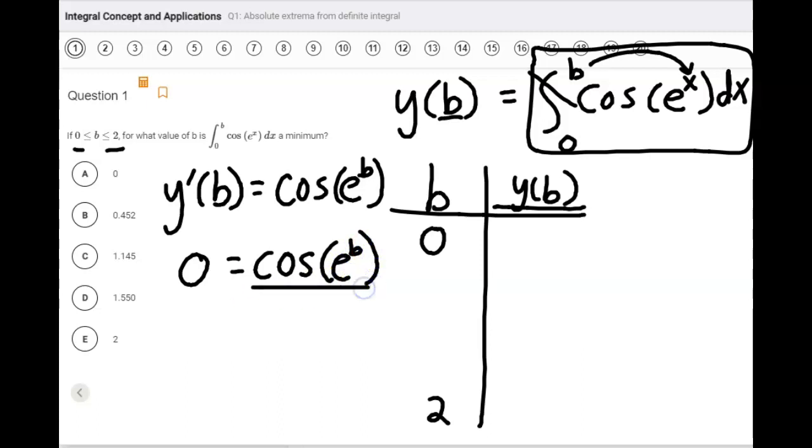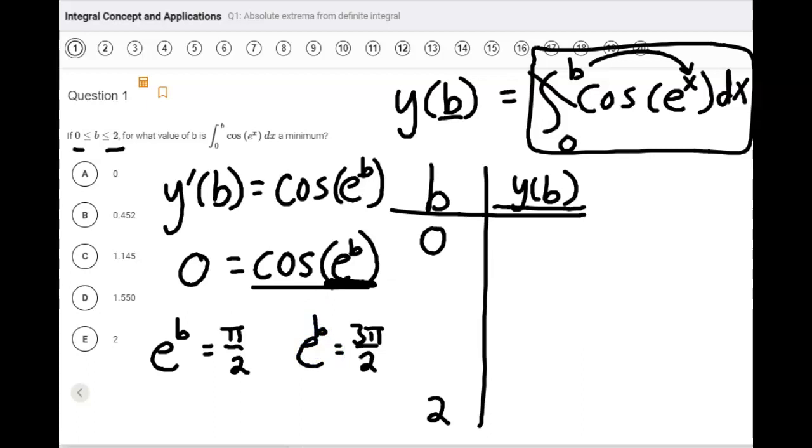Now on the unit circle, cosine equals 0 at two different places. One of the places where cosine is equal to 0 is at pi over 2. The other place is at 3 pi over 2. Now those aren't the answers because that's what would have to go in here to make cosine equal 0. So that means that e to the b would have to equal pi over 2, or e to the b would have to equal 3 pi over 2.